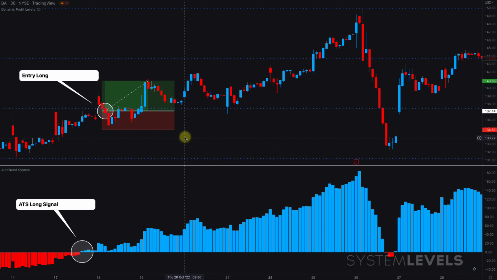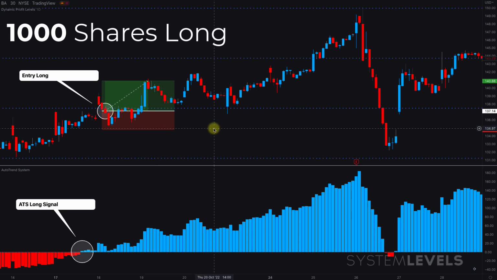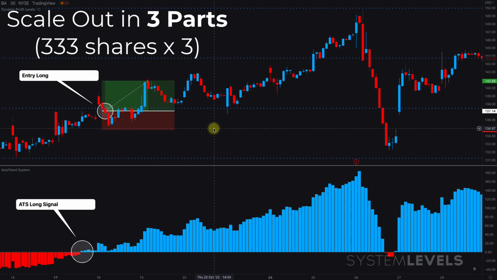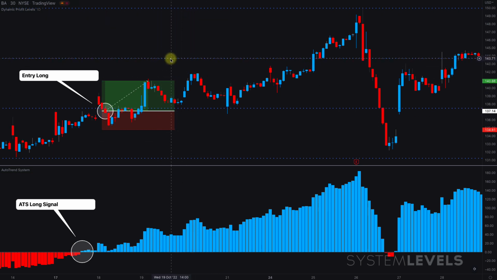So for this example, we assume that we're buying 1,000 shares, and we want to scale out of these shares in 3 parts. As we start to hit the dynamic profit levels, these dotted lines here, we will scale out of our position. We will take profits in 3 parts. The dynamic profit levels are part of the AutoTrend system, so we use them together. We use the AutoTrend system to enter trades, and then we use the dynamic profit levels to exit trades in profit. Okay, so let's follow this trade as it continues.